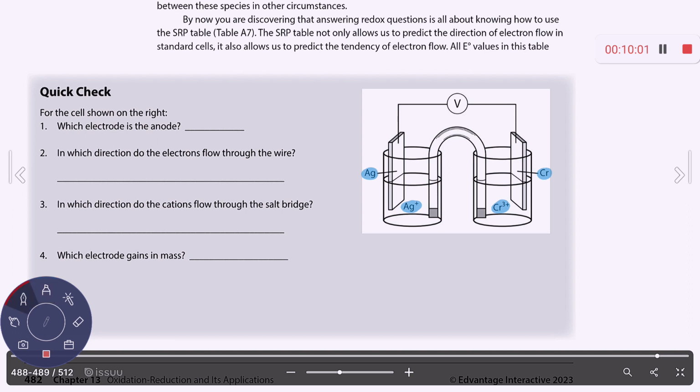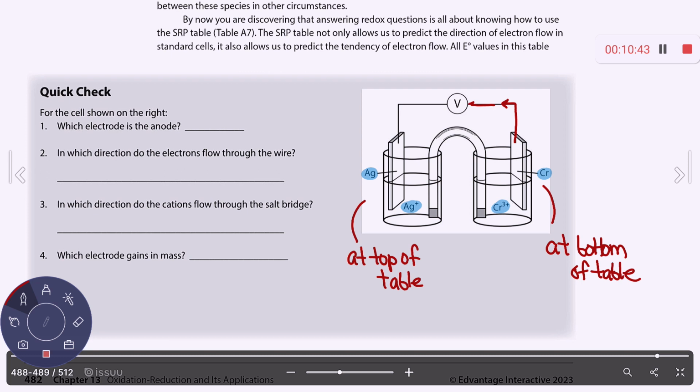Okay, so based upon the locations that you found, where is the silver with the silver ion reaction? Is it at the top? Okay, so this reaction is at the top. And the chromium metal one is at the bottom of the table. And it's chromium with +3 ions, correct? Okay, so this is at the bottom of the table. And Amy, I'm just reviewing since you weren't here for this. So when you're looking at the table, whatever is at the top of the table, it accepts the electrons. So that means the electrons would have to move from the chromium to the silver. Okay, so through this wire, the electrons will travel in this direction.